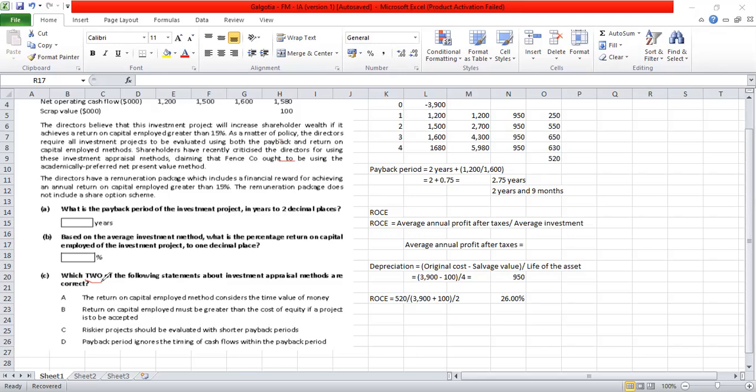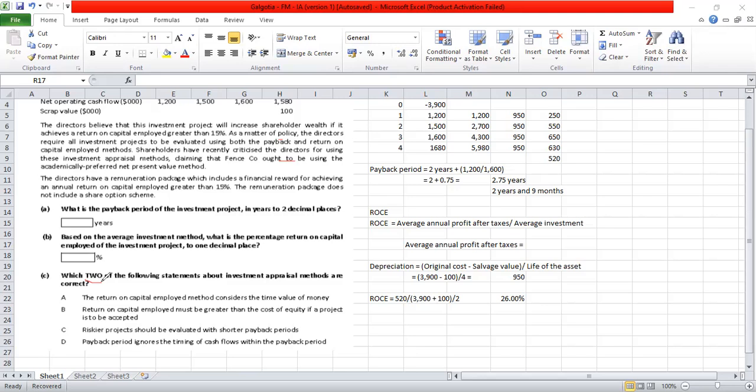Yes, so A is not correct. B says that return on capital employed must be greater than cost of capital. That is the situation with IRR, not ARR. ARR is simply calculating the percentage of profit earned on the amount invested. That is a simple thing, not anything in a relative sense comparing with the cost of capital. That would be correct in the case of IRR. We're going to start IRR in a short while now.